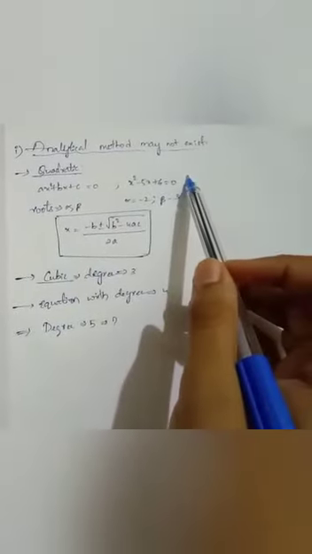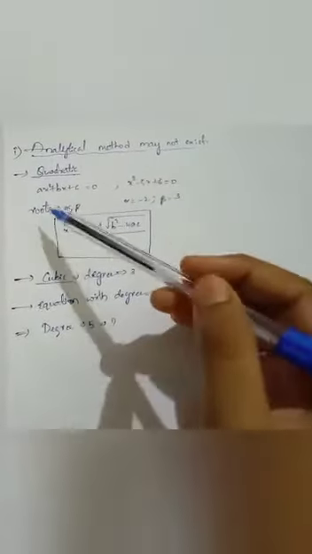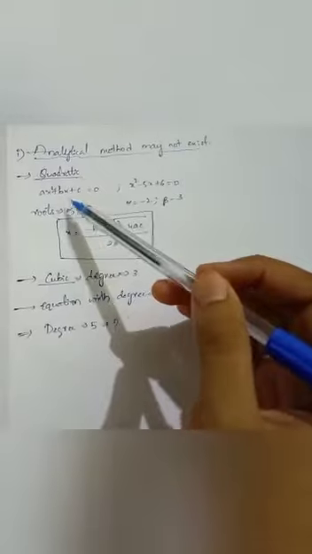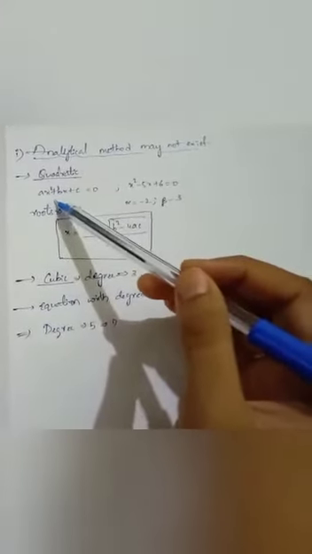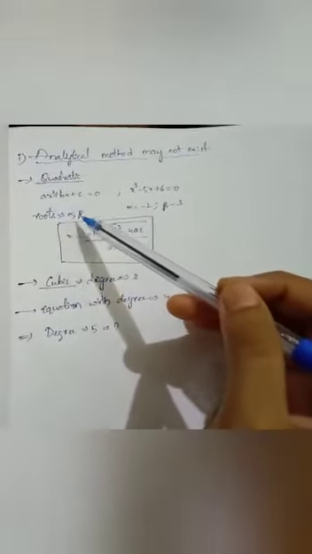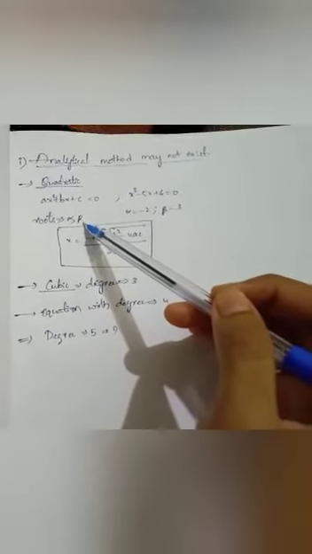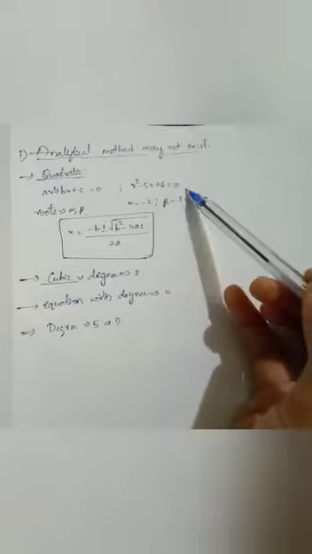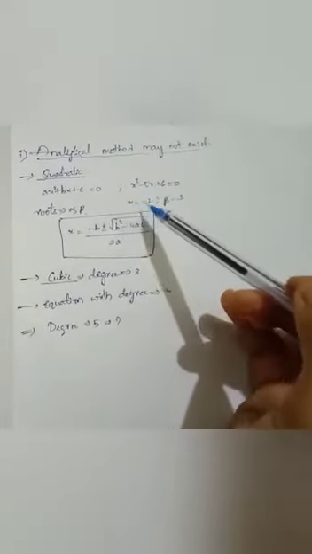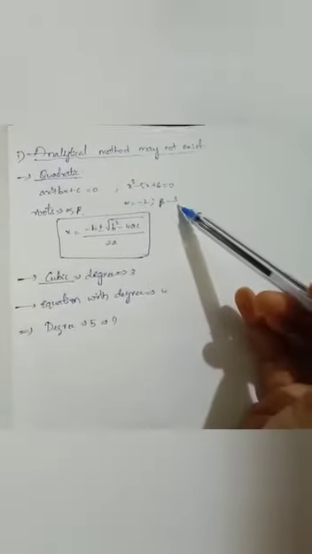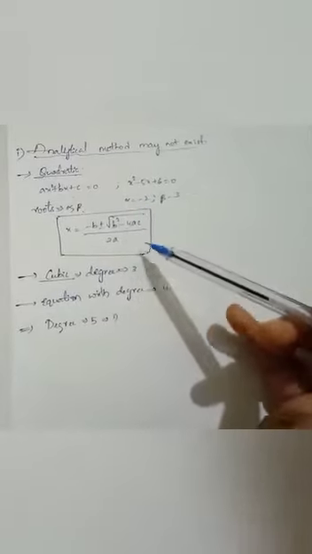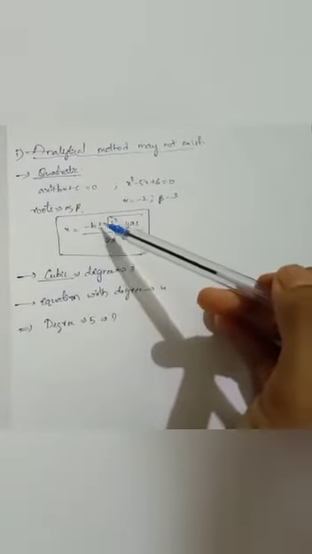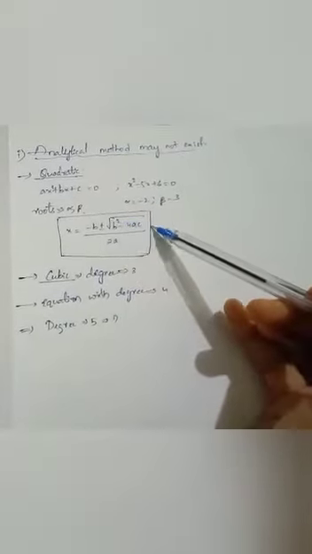For example, there is a quadratic equation, which means the degree has a power 2, and it will have two roots, say alpha and beta. For example, the equation x square minus 5x plus 6 equals 0. The roots will be alpha equals minus 2 and beta equals minus 3. We can find those roots by using the formula x equals minus b plus or minus under root of b square minus 4ac, by 2a.